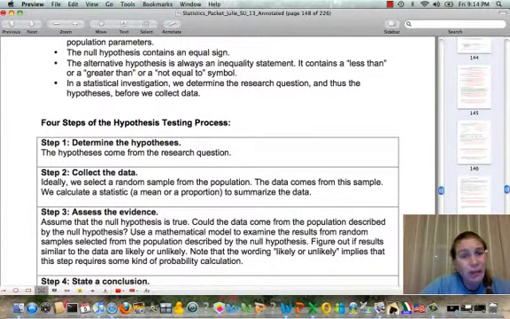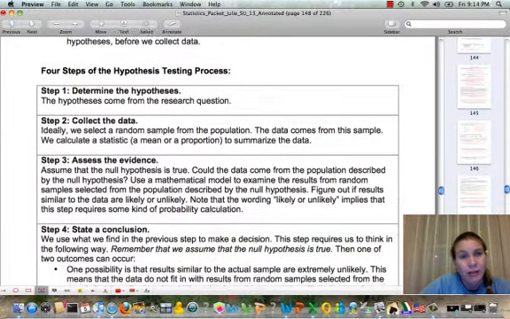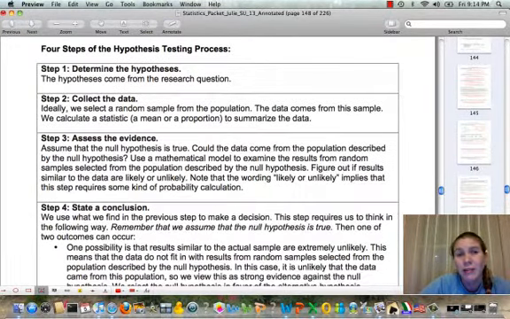So there are 4 steps to the hypothesis testing process. So step 1 is to determine the hypotheses. And so the hypotheses come from the research question or the claim that someone is making. Step 2 is collect the data. So ideally we have a random sample from the population. And the data would come from this random sample. And then we can calculate the statistic.